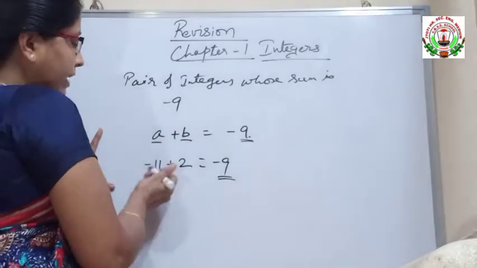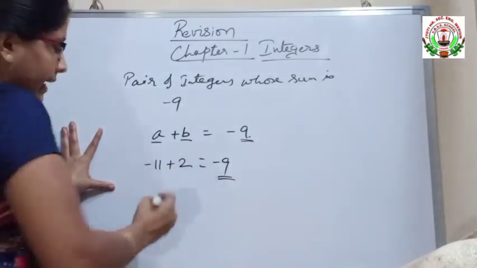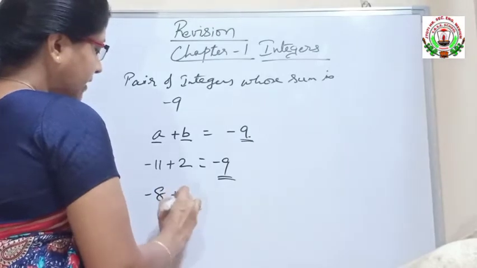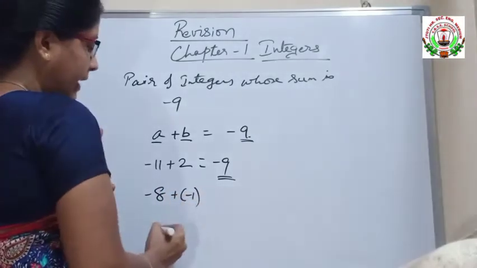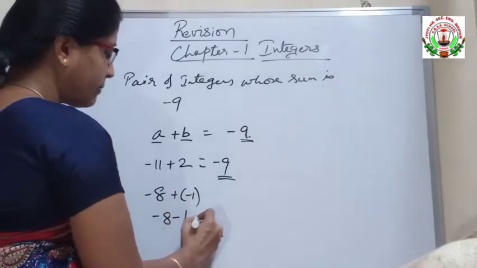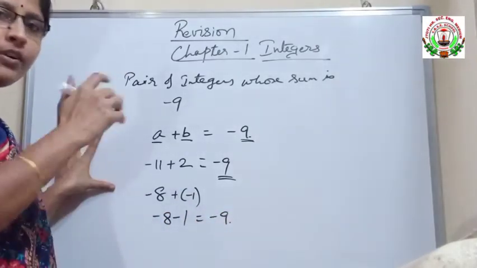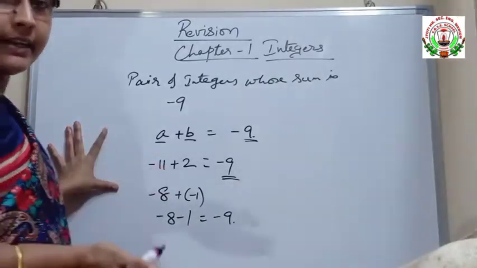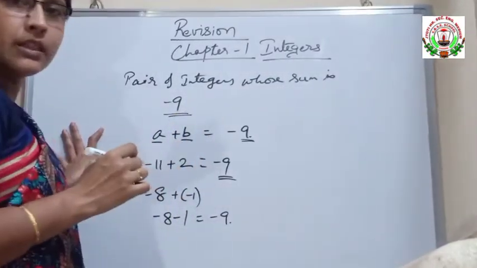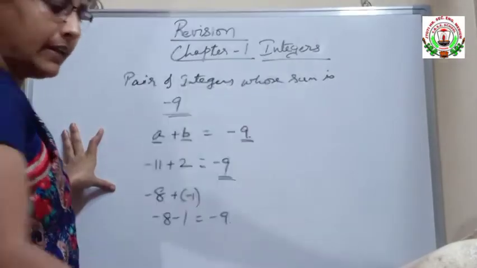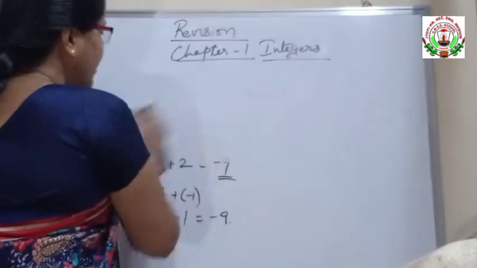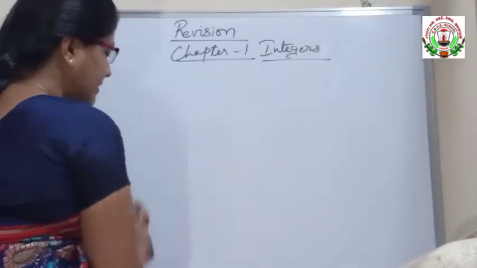Like this you can take any two numbers, like -8 plus, in the bracket, minus 1. So -8 plus (-1) is -9. Like this you can take any integers, so that when you add those integers, the answer is -9. These are one kind of questions given in your exercises.